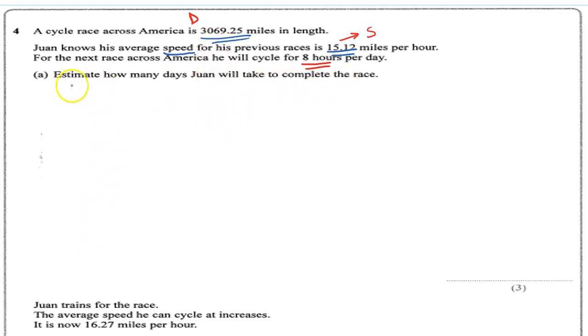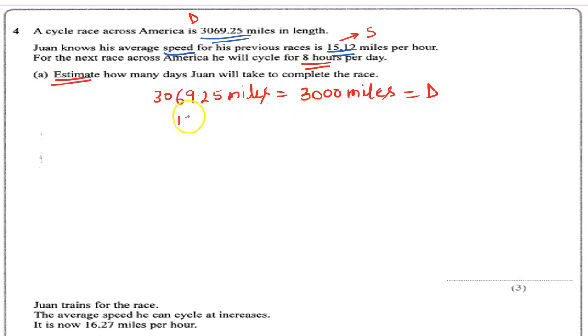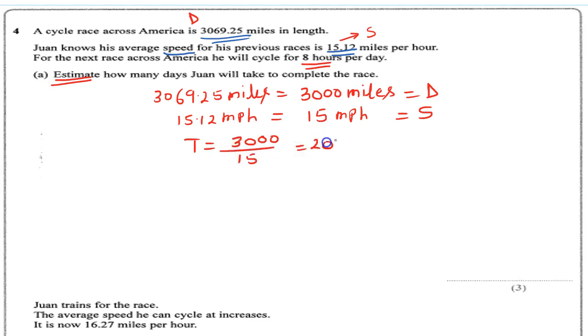Yeah. So the important thing is they are saying estimate here. So let's estimate. 3069.25 miles, you can write down 3000 miles as an estimate, and that is distance. And speed is 15.12 miles per hour, so you can write down 15 miles per hour. That will be speed. So what will be the time? Time equals distance upon speed. So that is 3000 divided by 15. So it will be 200 hours.